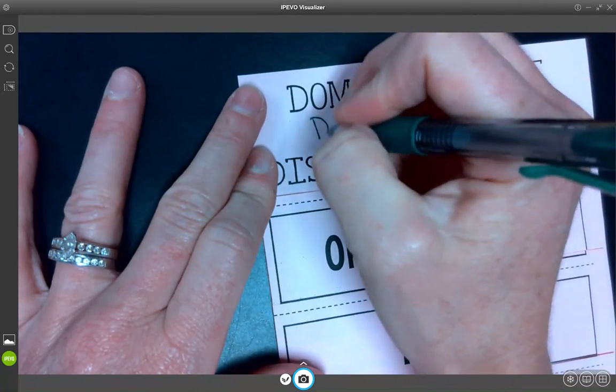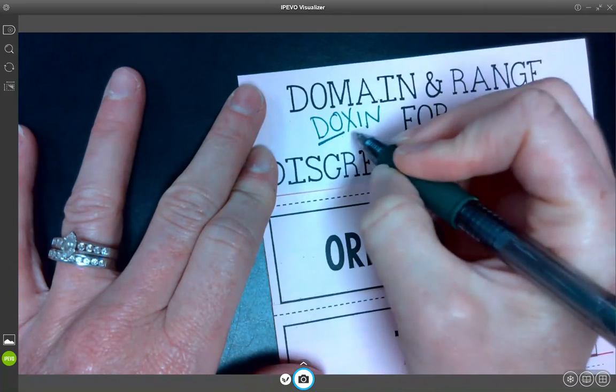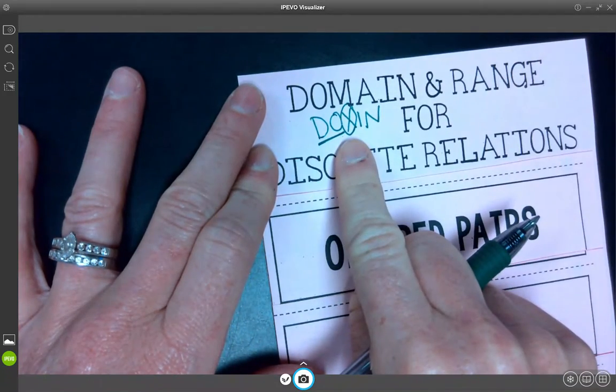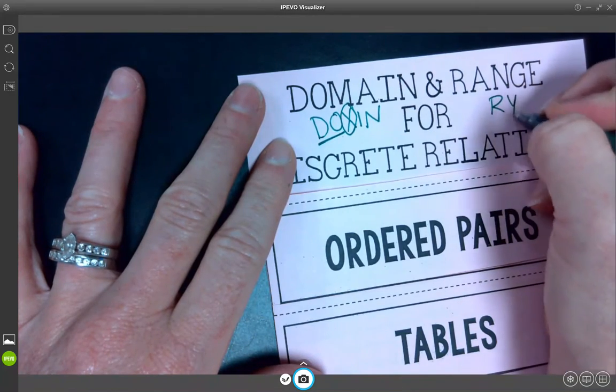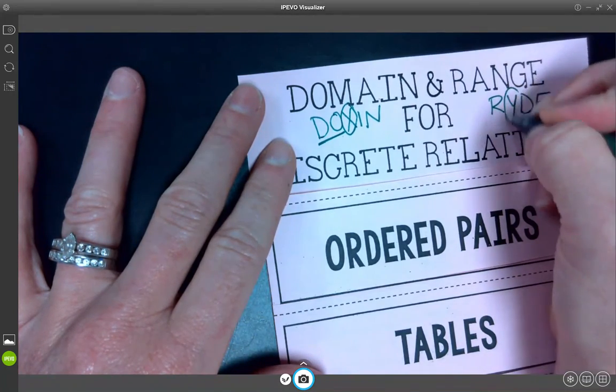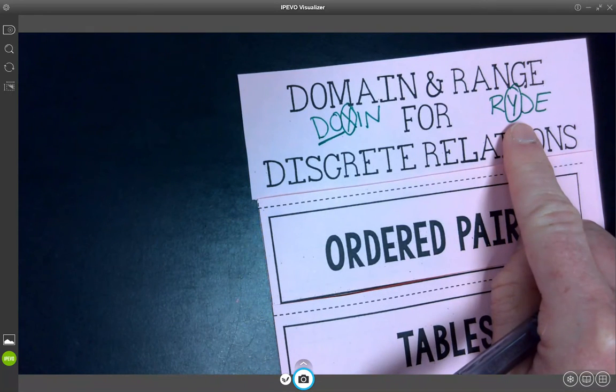So remember, domain is doXin. Domain is our X value. Range is rYde, which is our Y values. Why is rYde spelled with a Y? So that we can have the Y values.